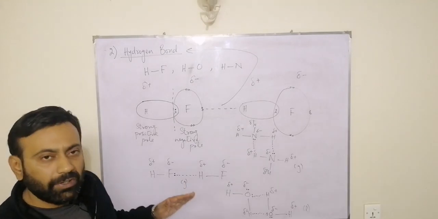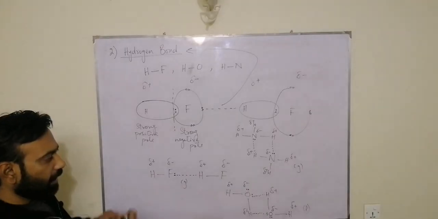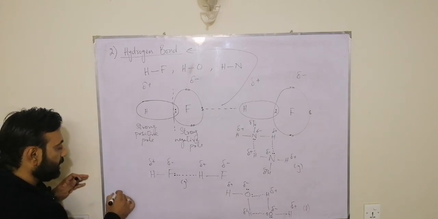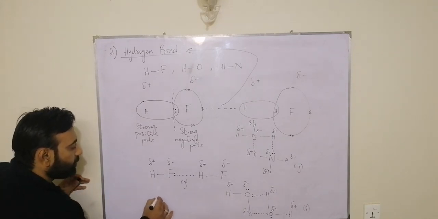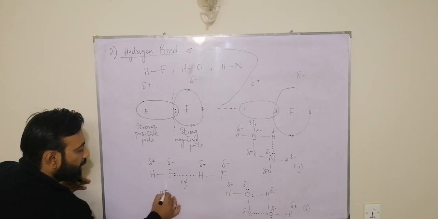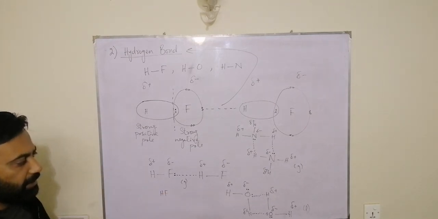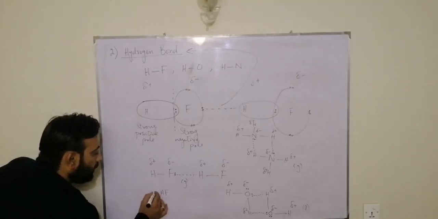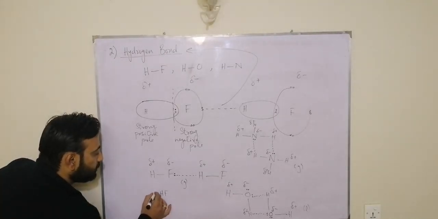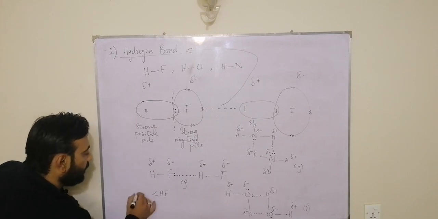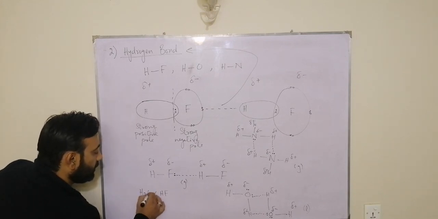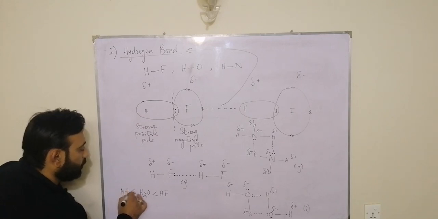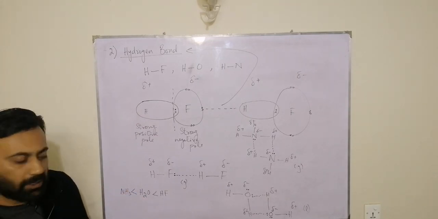Now, the strength of intermolecular force, if we compare these three molecules, hydrogen fluoride has the strongest intermolecular force because its difference in electronegativities is the greatest. Before that, it is water, and the weakest among these three would be the hydrogen bonds formed in ammonia molecules.